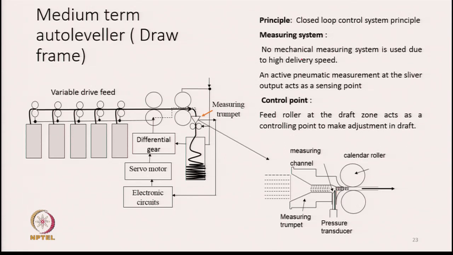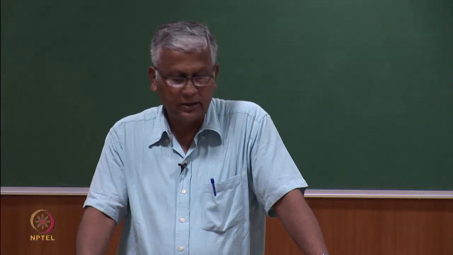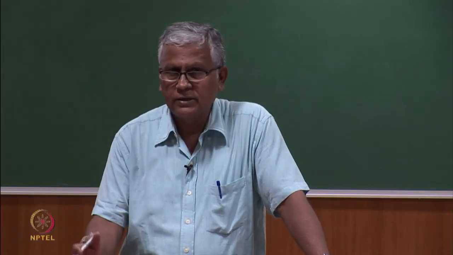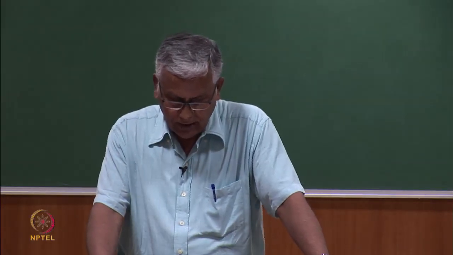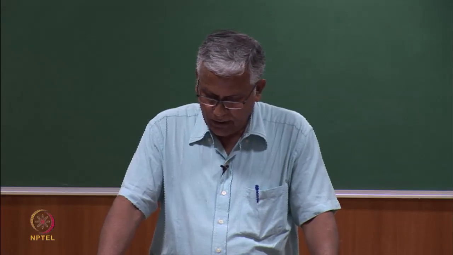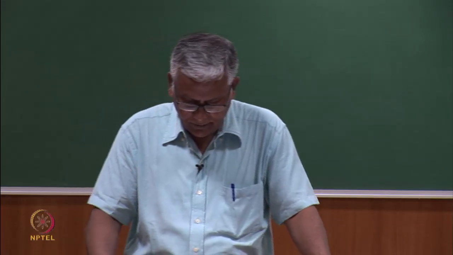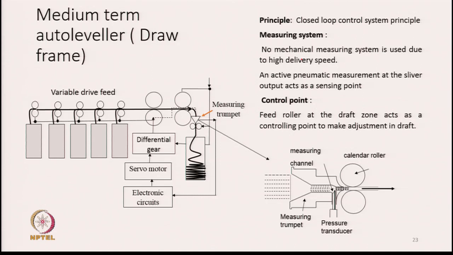Therefore, no mechanical system is used in this case, because of the very high delivery speed. Today's draw frames especially will be working at speeds of 400, 500, 600, 700 meters per minute, which is very high speed. So, a mechanical system may not be very efficient at such high speed. So, an active pneumatic measurement at the sliver output acts as a sensing point, and that is what has been shown here.